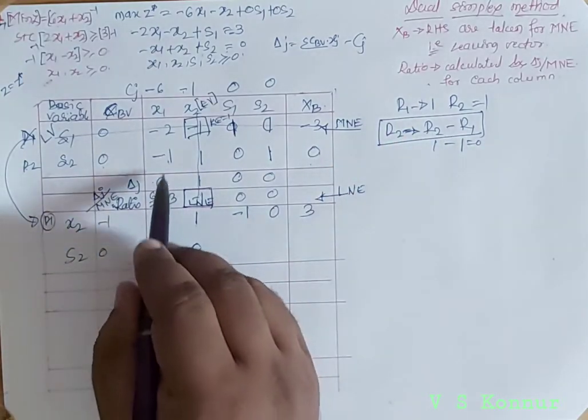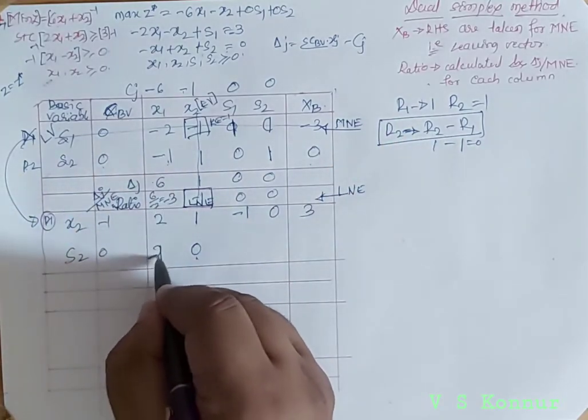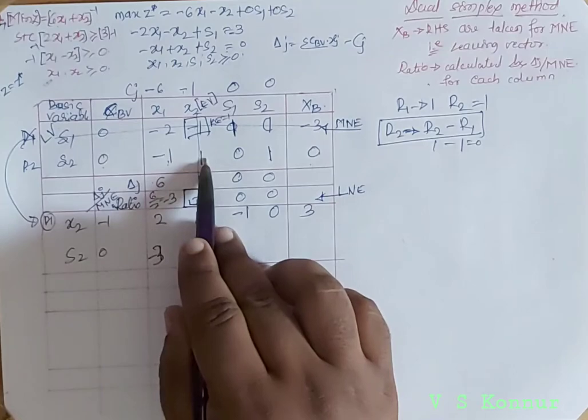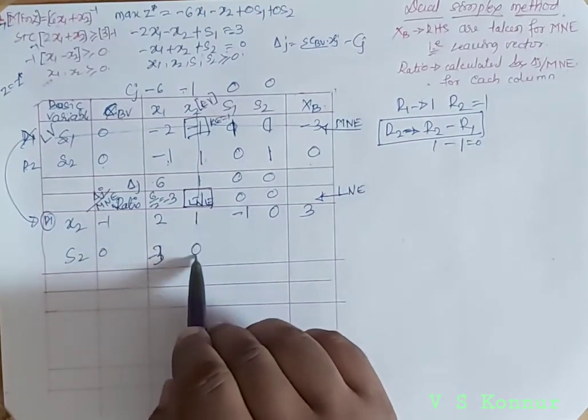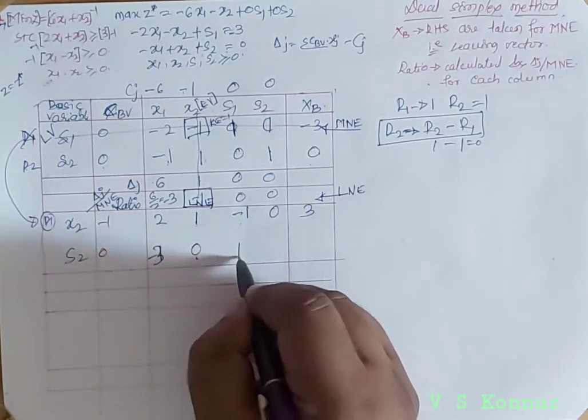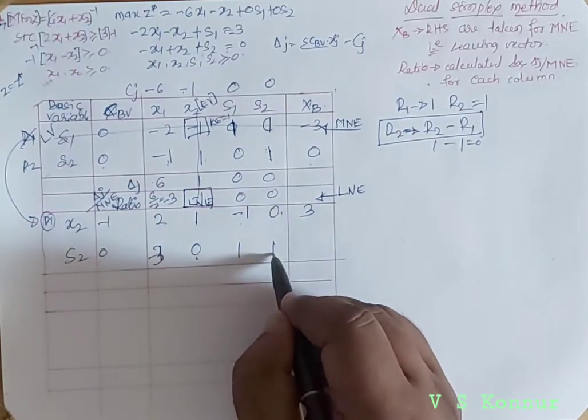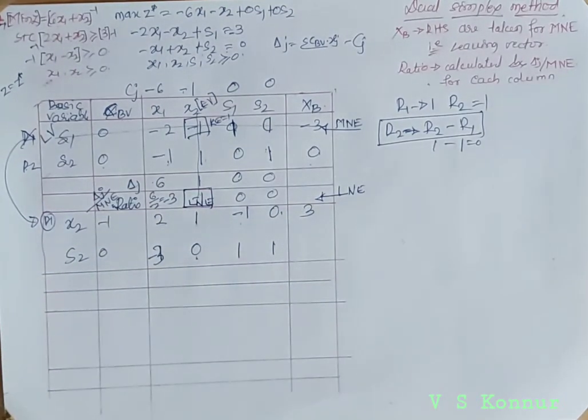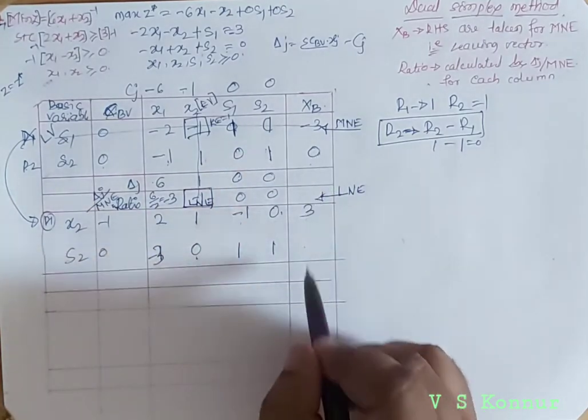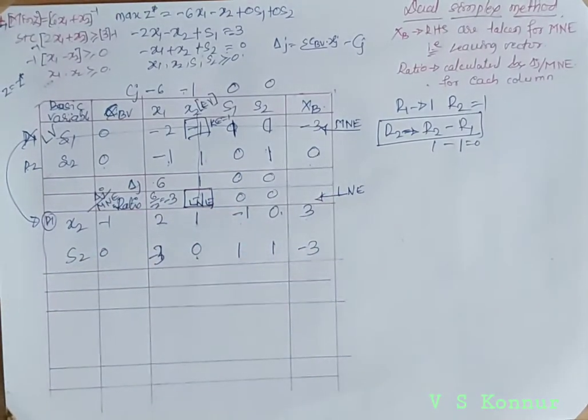So R2 is minus 1 minus 2, we will get minus 3. R2 is 1 minus 1, 0. 0 minus of minus 1 is plus 1, 1 minus 0 is 1. So minus 3, 0, 1, 1 we will get. For this also we should calculate. So 0 minus 3, minus 3.